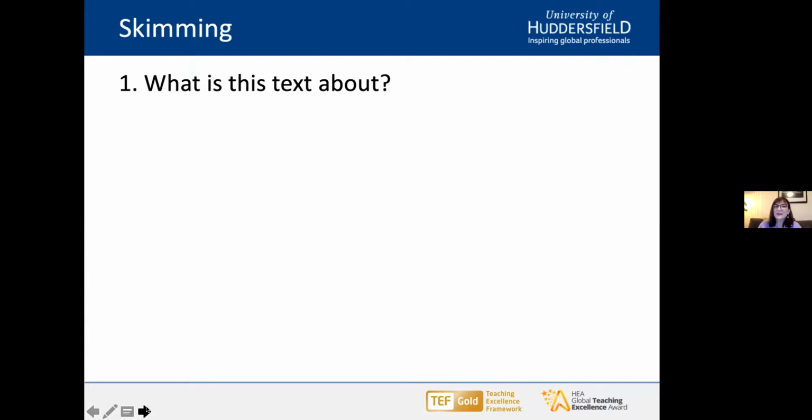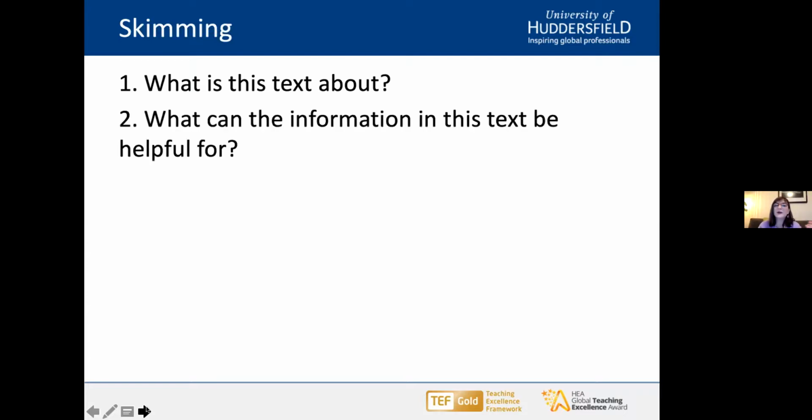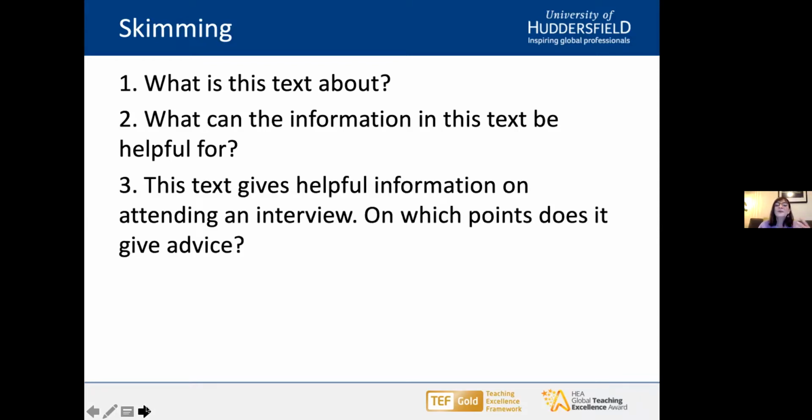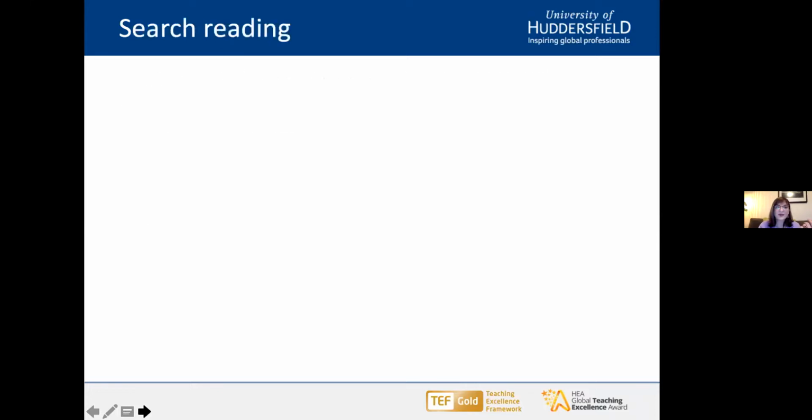You wouldn't understand the questions because we don't have time to read this text, but very quickly, what is this text about? That is a skimming question. A typical skimming question is, what is this text about? What can the information in this text be helpful for? For what purpose can we use this text? Or, what are the main points discussed in the text? What do you expect to find in this text? Or matching the headings with the paragraphs. These are typical skimming questions.